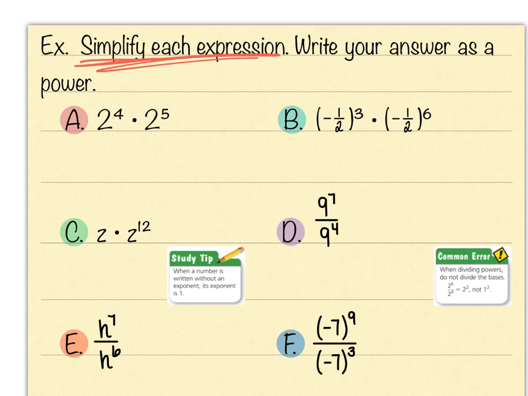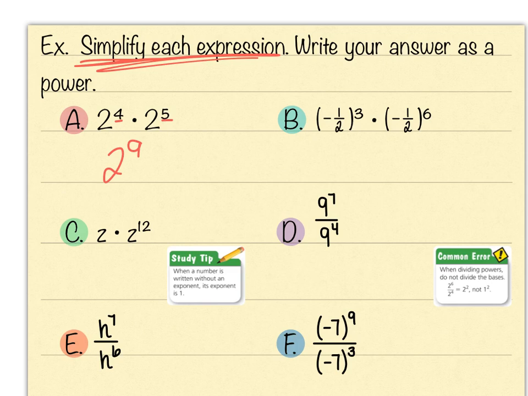So because I'm writing my answer as a power, I'm not going to evaluate, right? I don't want to actually solve. I'm just writing as a power. So 2 to the 4th times 2 to the 5th. This is the product property that says you can just add these exponents together to get 2 to the 9th.